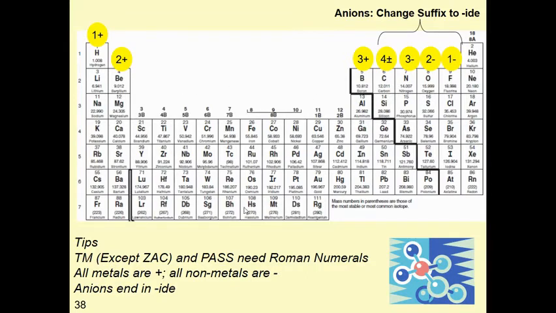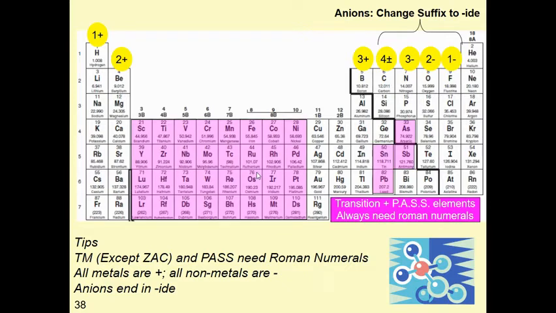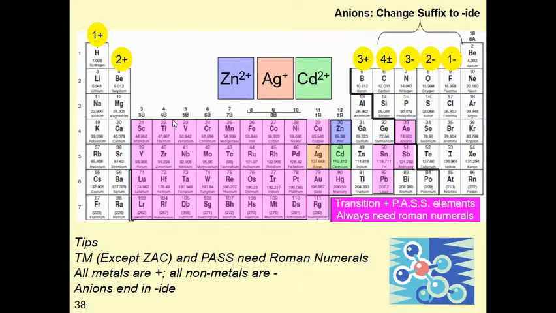Okay, then you have your transition metals. Your transition metals have variable charges. So what that means is that their charges can depend on the situation. Because of that, when we're naming our transition elements, we need to say in the name what the charge was of that element. For instance, iron can be a +2 or it can be a +3. So we need to say that in the name.